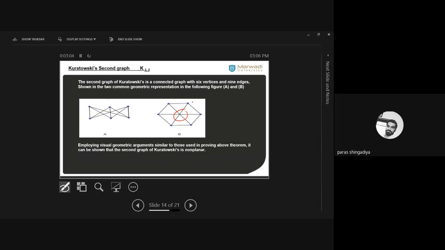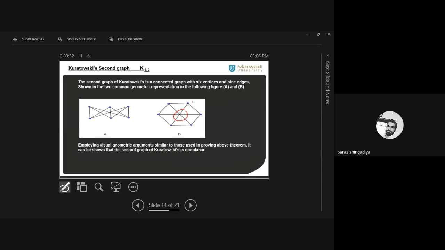So here we have to prove it, employing the visual geometric representation, a geometric argument similar to those used in proving the above theorem, meaning the previous one. K5 is non-planar. It can be shown that the second graph of Kuratowski, that is K3,3, is also a non-planar graph. Okay, same argument.